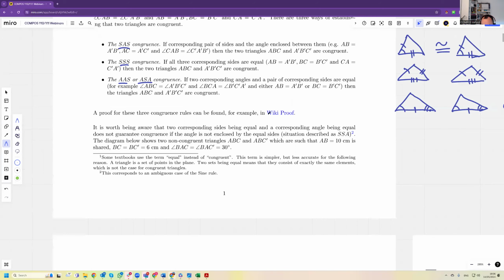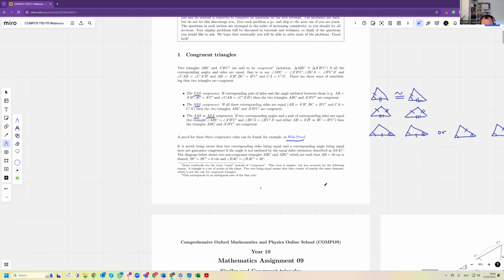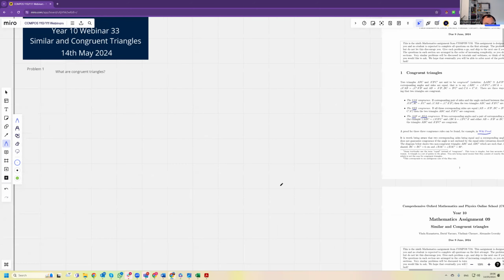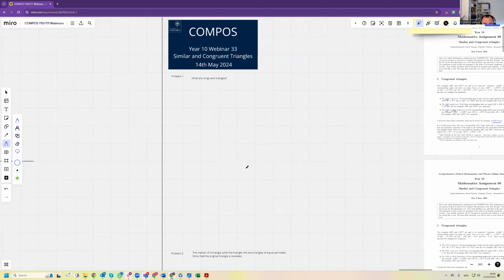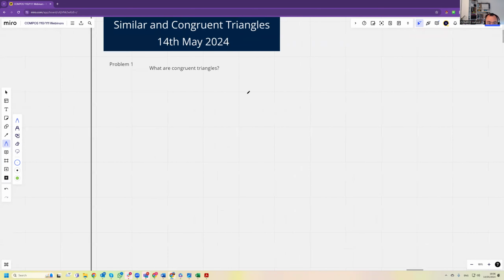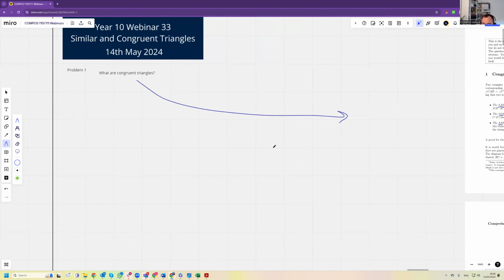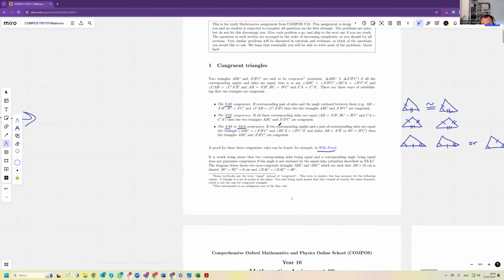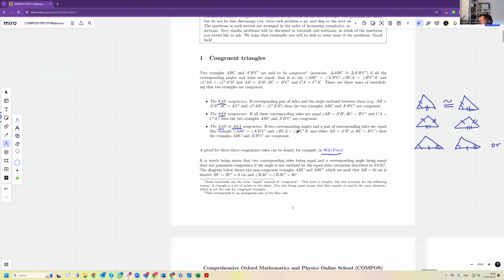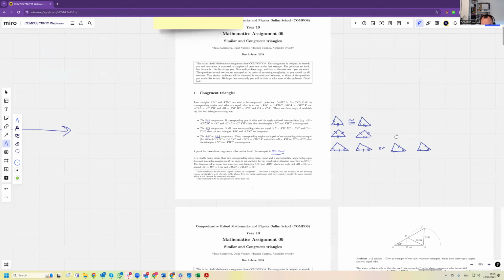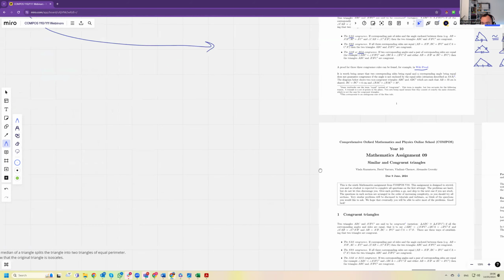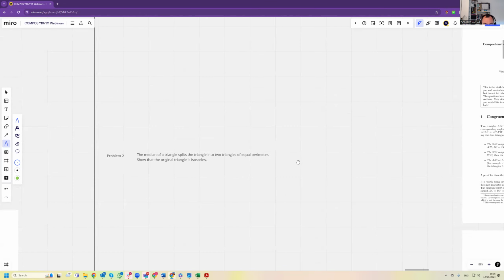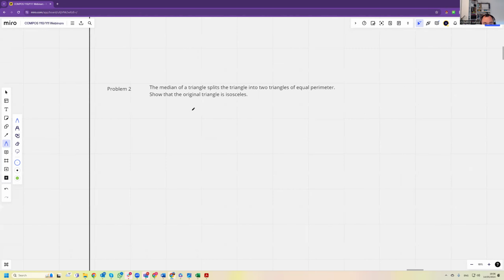All right, so you can find these proofs here. So congruent triangles. So this is here. This is pretty much the rules. So you should be familiar with them. Okay, so let's move on to problem 2.